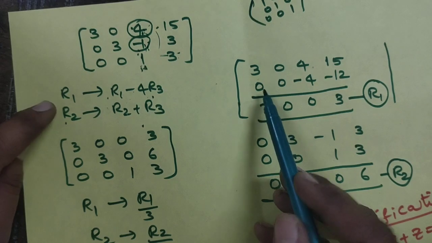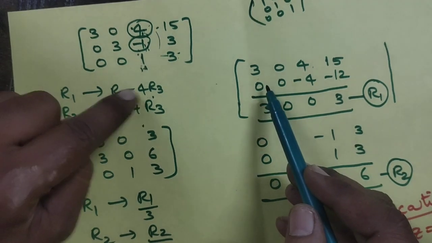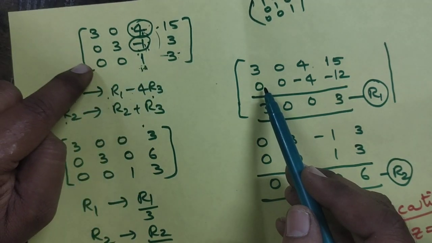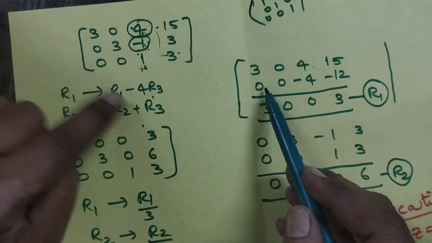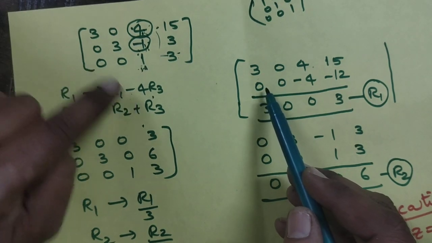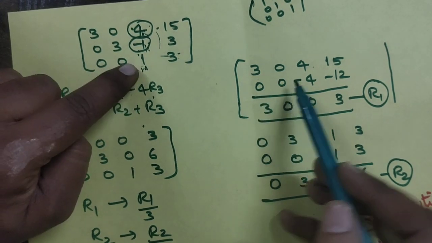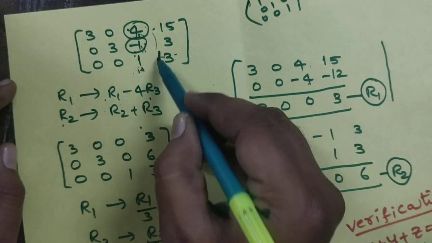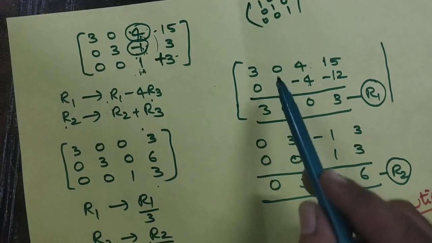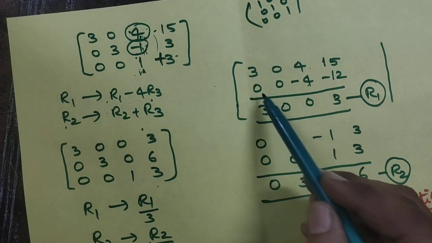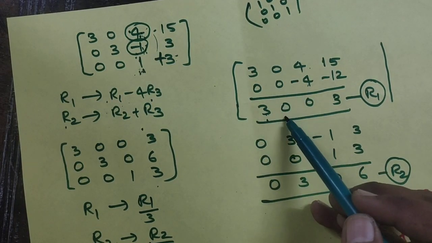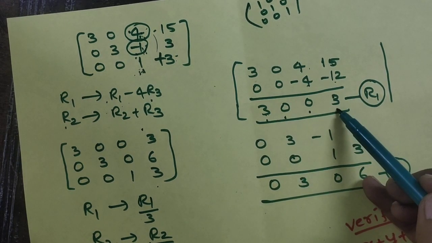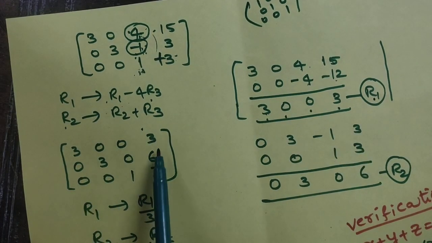And R2 is, so minus 4 into R3 means each and every element of R3 is multiplying with minus 4. Then you will get minus 4 into 0, 0, minus 4 into 0, 0, minus 4 into 1, minus 4, minus into plus 3 is minus 12. So if you add these two, you will get 3 plus 0 is 3, 0 plus 0 is 0, 4 minus 4 is 0, 15 minus 12 is 3. Now this is R1, write in R1 place.